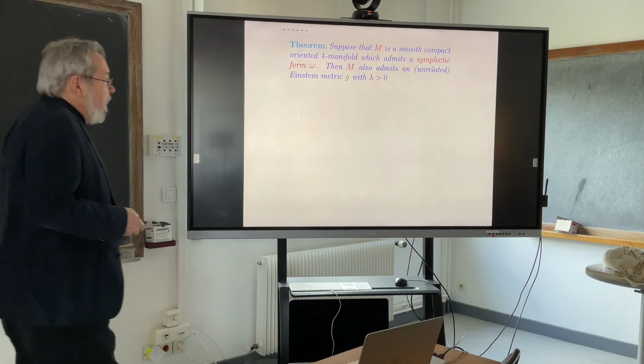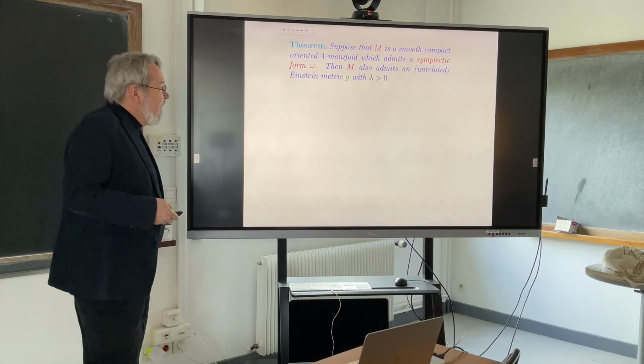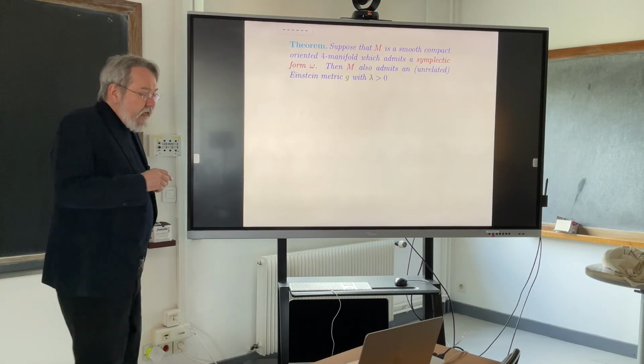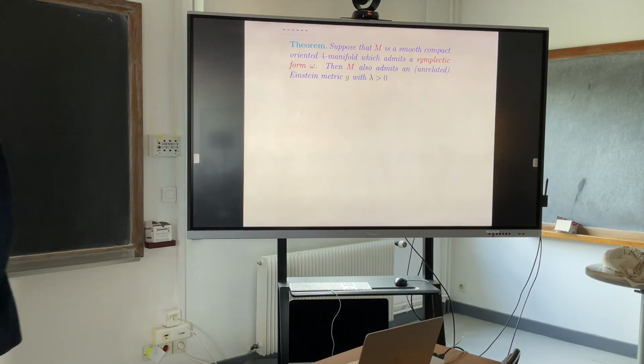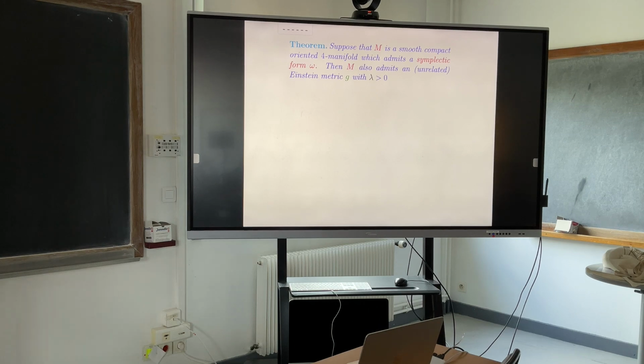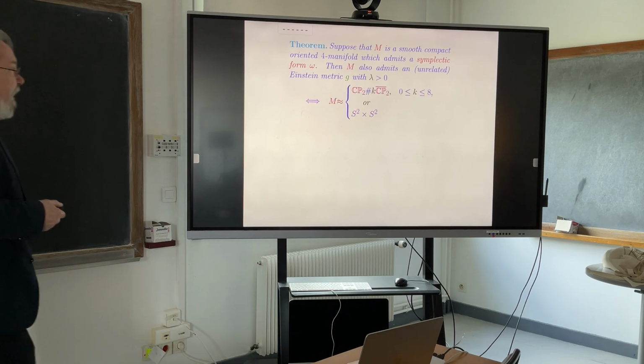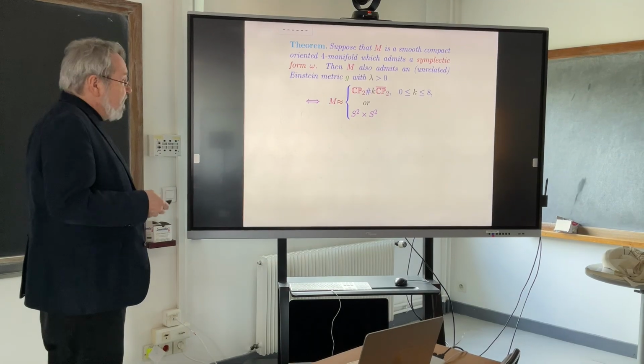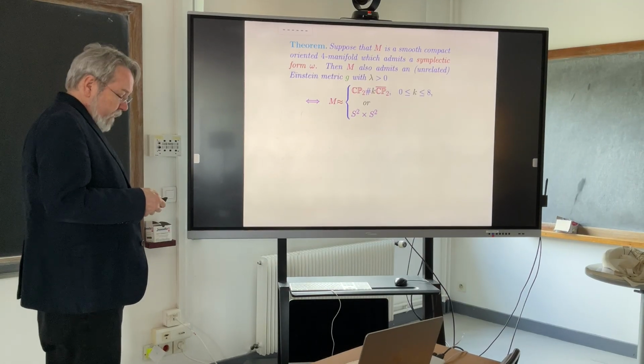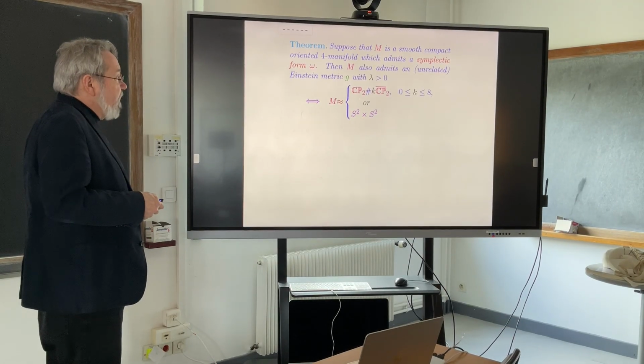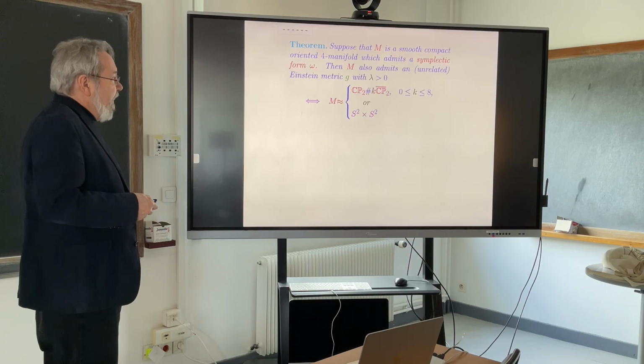If it admits an Einstein metric with lambda positive, and that is not assumed to have anything to do with the symplectic structure, then the list of diffeotypes where that can occur is the same as before. It is CP2 connected sum with some k copies of CP2 bar where k is between 0 and 8. This k is exactly b minus of the manifold, right?